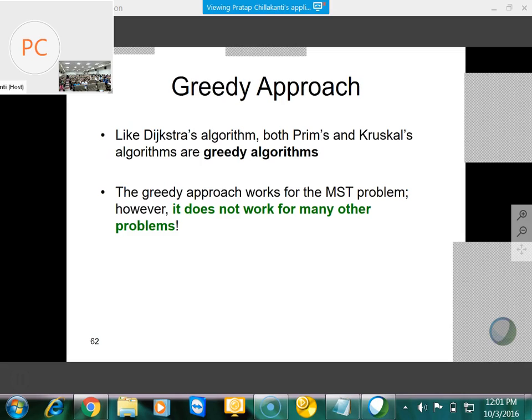Now, just like Dijkstra's algorithm, both these algorithms are called greedy algorithms. Why is it called a greedy algorithm? Because when you have a reference point, you're always looking for the shortest distance. When I'm using the word distance, it could be lowest cost, time, whatever is the lowest number. So the entire approach is called greedy because you're always looking for a shortcut.